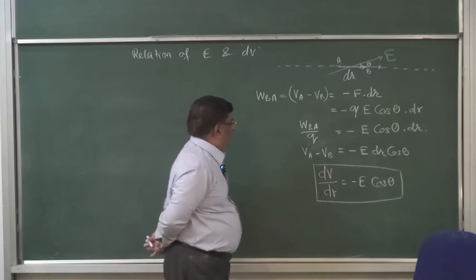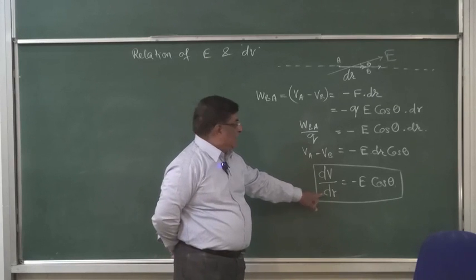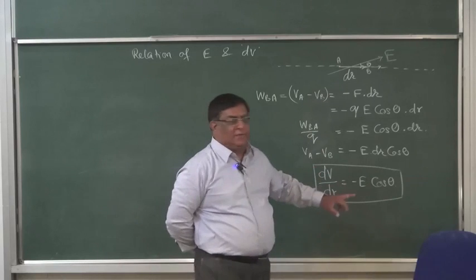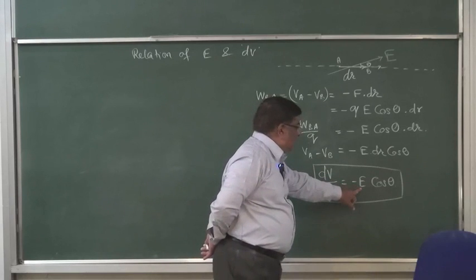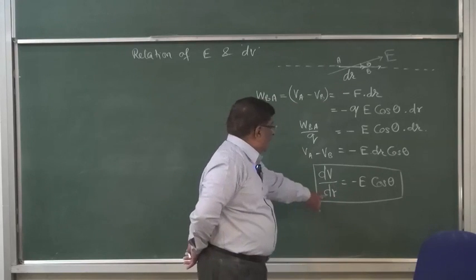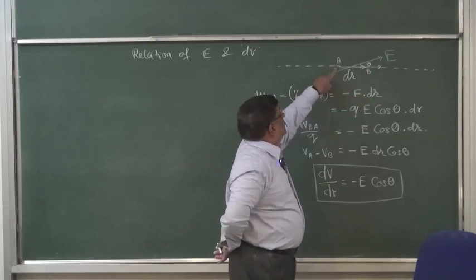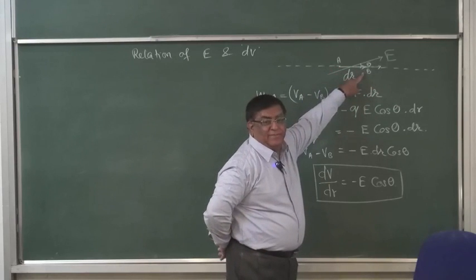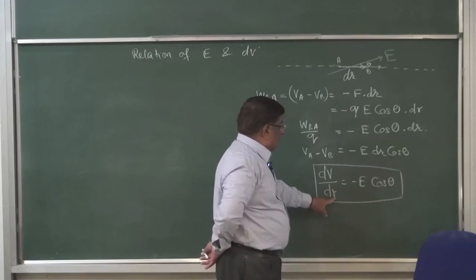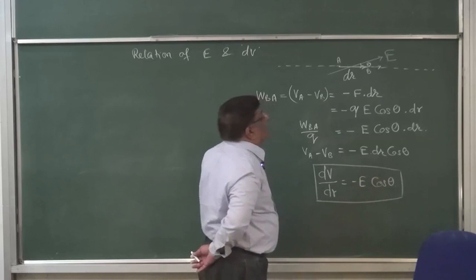So potential difference per unit length is minus E cos theta. This is the relation of electric field intensity and potential difference in the direction of r. Potential difference in the direction of r, that means VA minus VB. Right? Not VB minus VA, because it is in the direction of r. So dV upon dr is this.